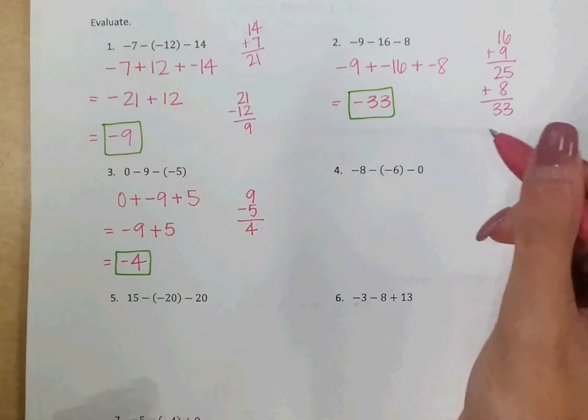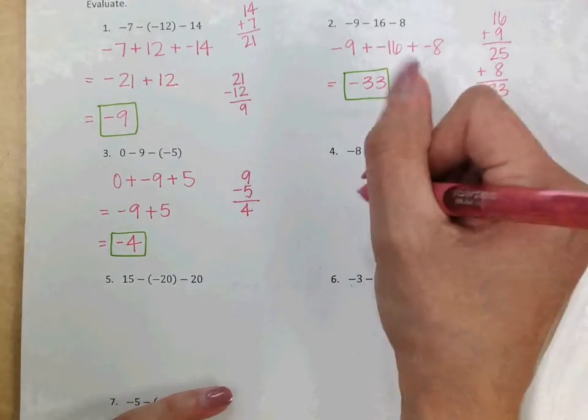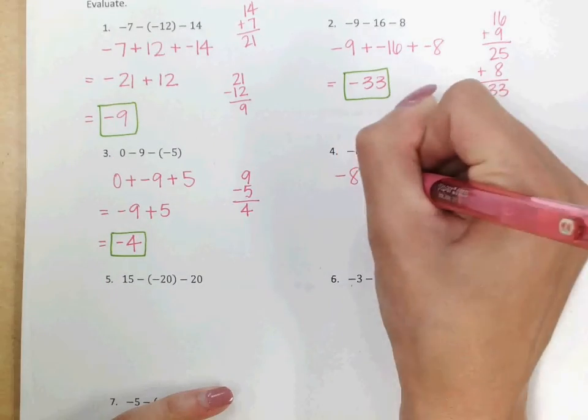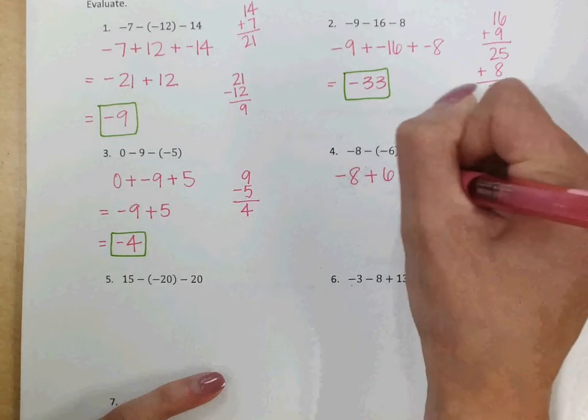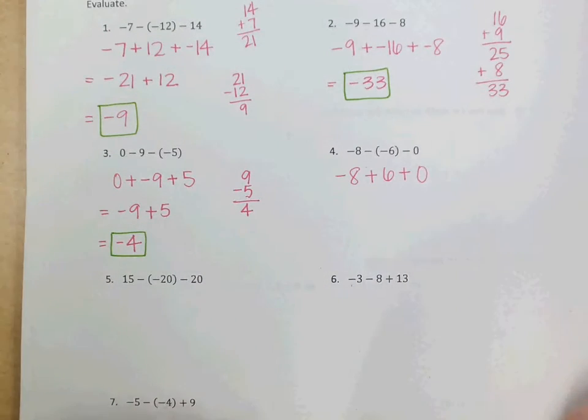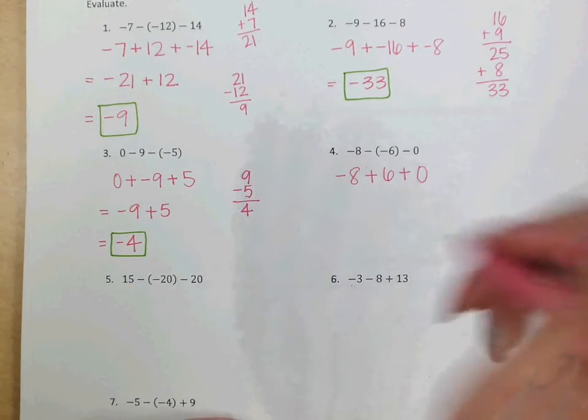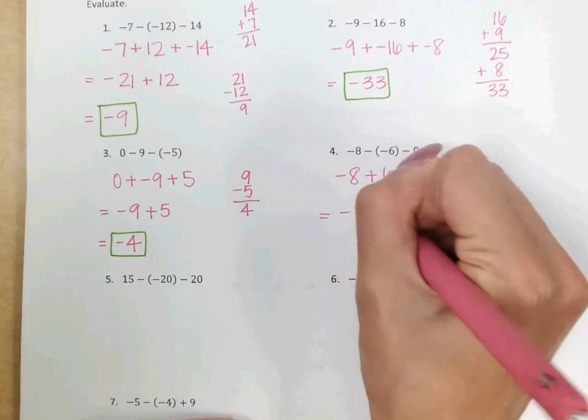We want to add the opposite for subtraction, so I keep my first number the same. Negative 8 plus a positive 6 now. Now subtracting 0 or adding 0 is the same. 0 doesn't have an opposite, it's just itself. And really it doesn't change anything. So this problem is negative 8 plus 6.